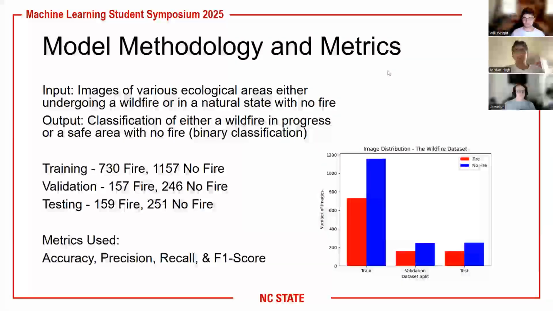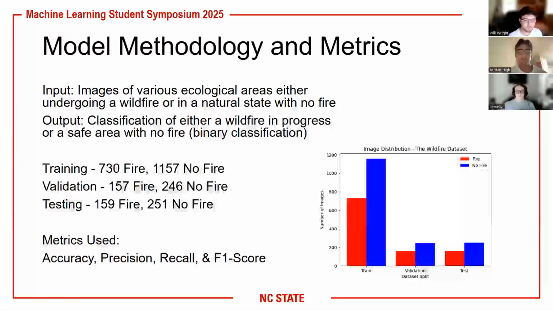Our model methodology and metrics: the input is just several images of various ecological areas, either undergoing a wildfire or just in a natural state. And the output is a classification of either a wildfire that's in progress or a safe area with no fire, and that's binary classification. As you can see from the histogram of our Kaggle dataset, there's a slight imbalance between our no fire and fire classes, and this problem was mainly handled through a class weighted loss function that had a heavier weight towards the fire class, which penalized the model more when it misclassifies a fire. We also use data augmentation and transfer learning, which will be mentioned later on.